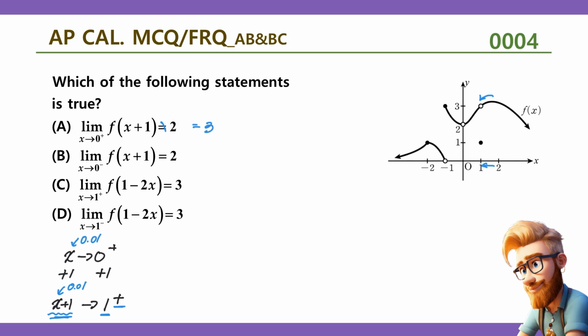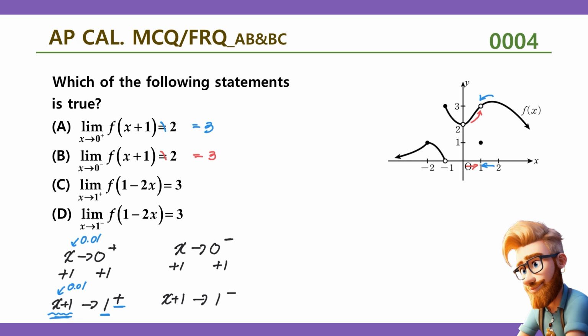Does that make sense? What if x approaches 0 from left-hand side? Same thing, all you have to do is add 1 here. So x plus 1 approaches 1 from left-hand side. So as x plus 1 approaches 1 from left-hand side, the function approaches 3, right? So this is not 2, this is a 3. Does that make sense? Answer choice C.